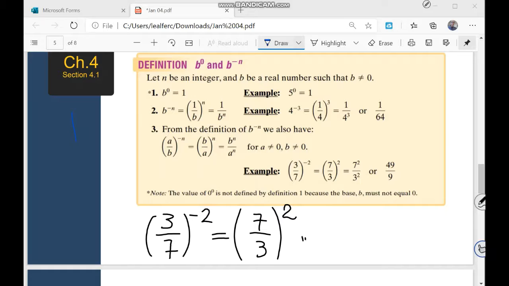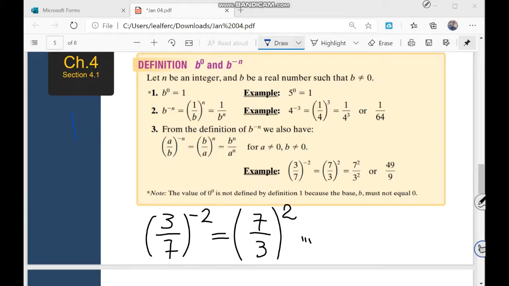And then after we're going to see how to simplify and to solve the problem. Any questions about this table here, these definitions here of b exponent 0 and b exponent negative n? Let me know if you have any questions. We will work now on a few examples.